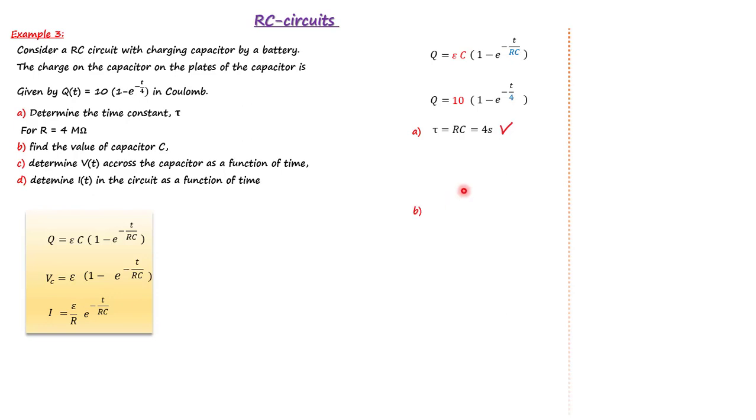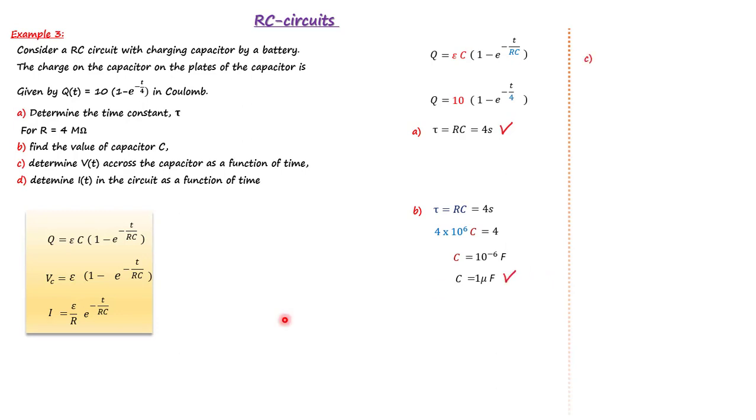Now for part B, since our time constant is 4 seconds, and since we know the value of R, then we can calculate the capacitor. 4 times 10 to 6 is the value of R, 4 mega ohm, times C. And from here, C is 10 to the minus 6 farad, or 1 microfarad.